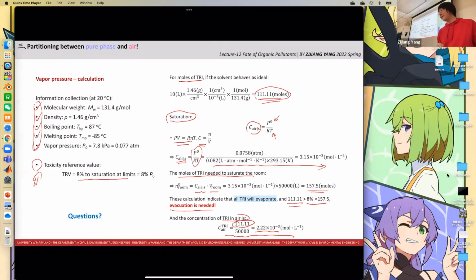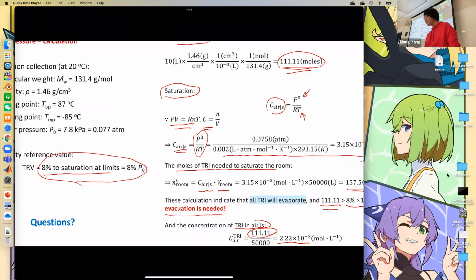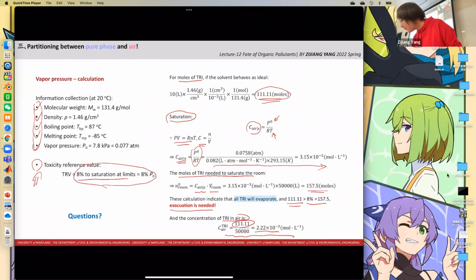So for this one, do you guys have any questions? Yes. What's the purpose of the 8% again? Oh, this here. Because the toxicity reference value equals 8% of the saturation limit. In other words, when it's at saturation, we have N moles of TRV. Now we need to know that 8% times N is the limiting moles that we have. Yes. So any more questions?